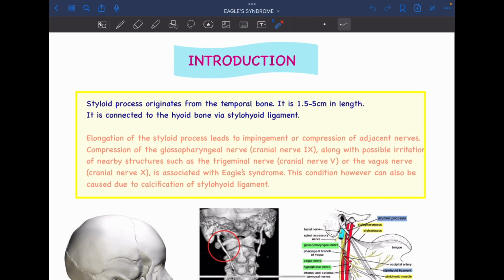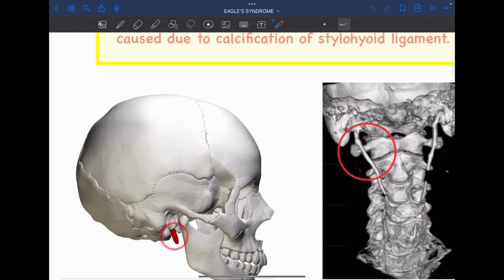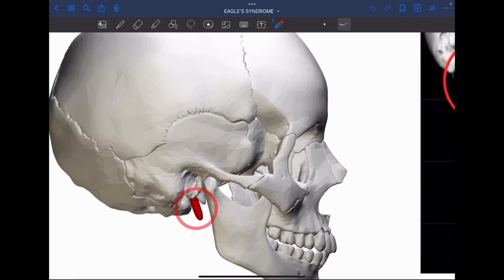Moving on towards introduction. So the styloid process basically originates from the temporal bone, right? So here this is a picture depicting the styloid process, originating from the temporal bone. Here you can appreciate this in this diagram, right? So its normal length is about 1.5 to 5 centimeters in length.